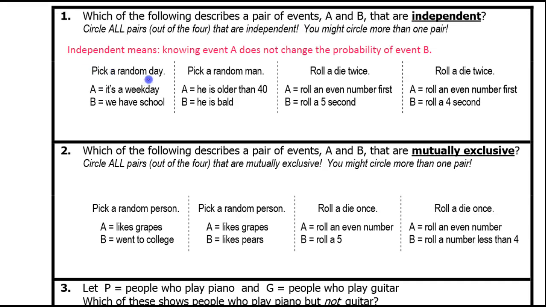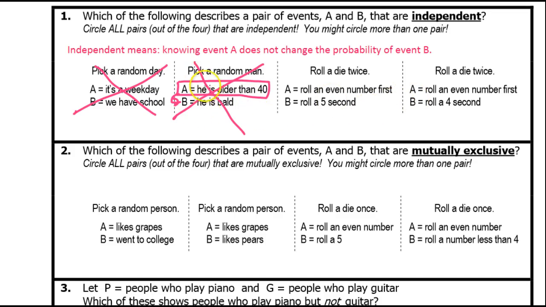So we are just supposed to circle the ones that are independent, so we're definitely not going to circle this one. So we're picking a random man. Event A is that he is older than 40. If we know event A, that is going to change the probability of event B, because event B is he is bald. And being older than 40 makes it more likely that he will be bald. Older men are more likely to be bald than younger men. So we are not going to pick this one because knowing event A changes the probability of event B.